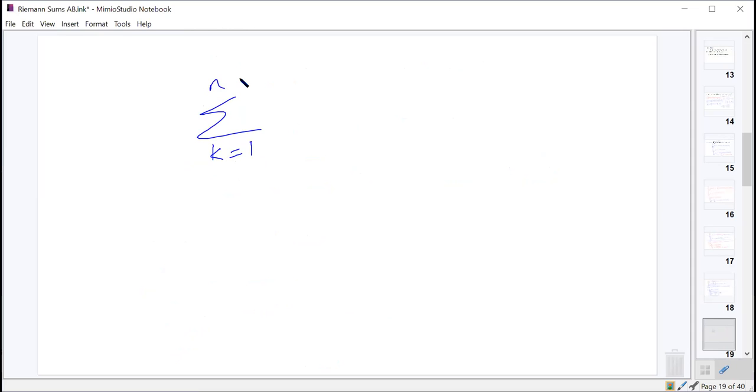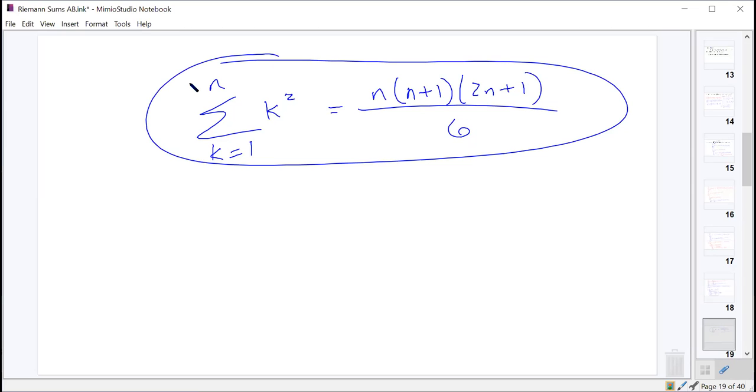The sum from K equals 1 to N of K squared. You should know this one also. This is N times N plus 1 times 2N plus 1, all divided by 6. You should know that. So this is the sum of all the squares, like 1 plus 4 plus 9 plus 16 plus 25 and so on, will always equal this.